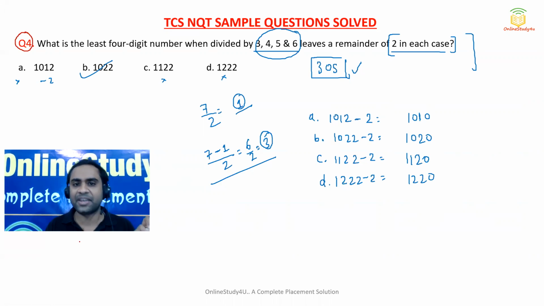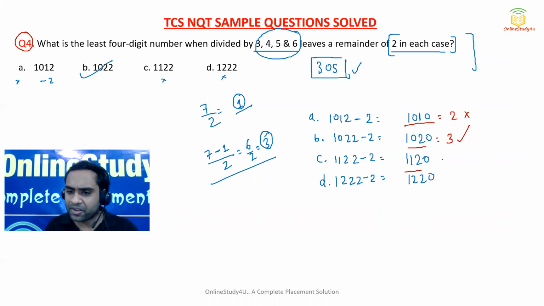So let us first see which numbers are divisible by 3. What is the sum of digits? The sum of digits is 2, not divisible by 3. The sum of digits is 2 plus 1, 3. So this might be divisible by 3. Definitely this is divisible by 3, but there might be one more option.